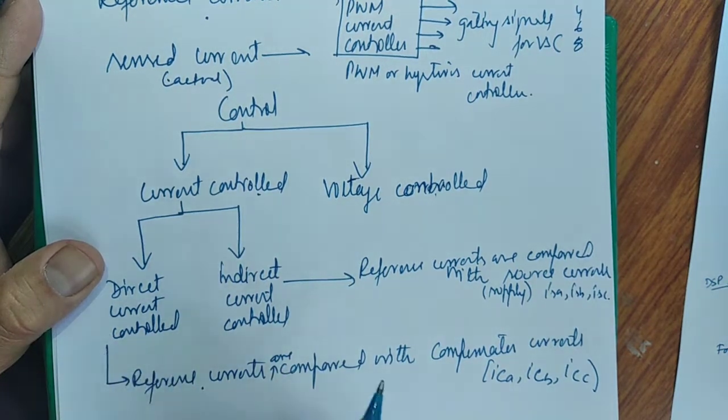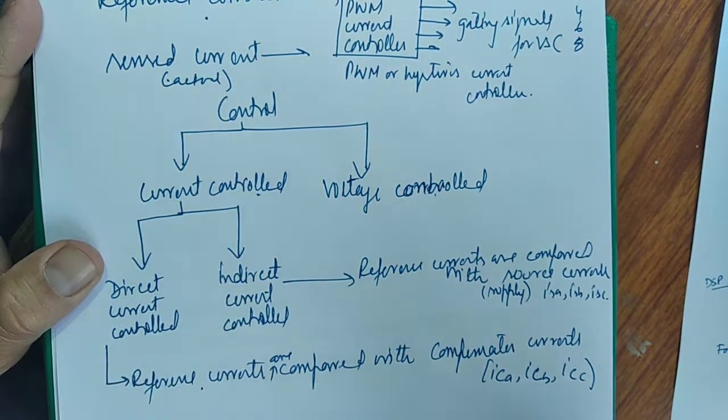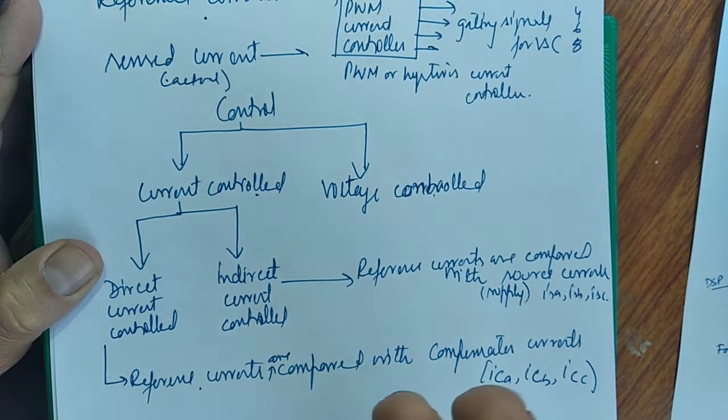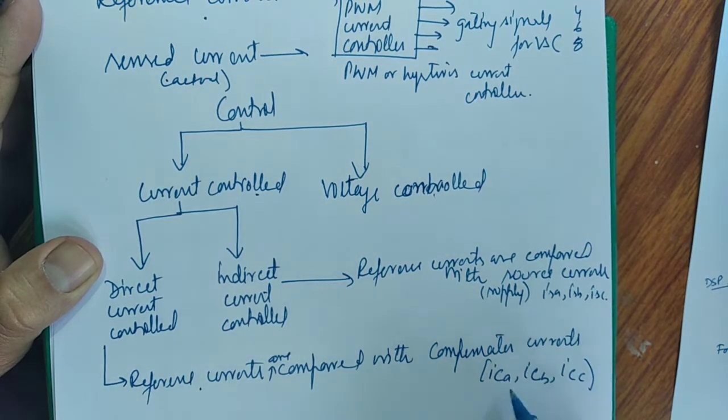Direct means reference currents are compared with the compensator current, because D-STATCOM is generating the compensator currents. So these are the direct currents. This is direct current control. We are comparing the reference current with the compensator currents.